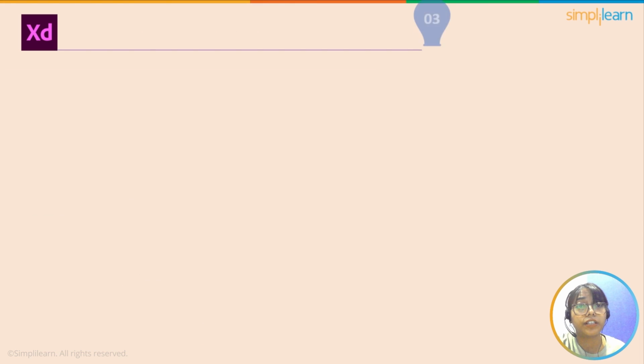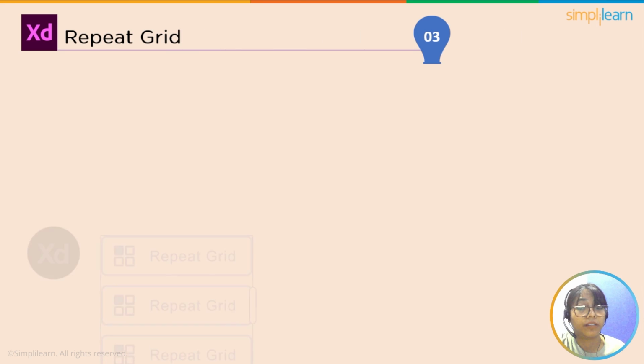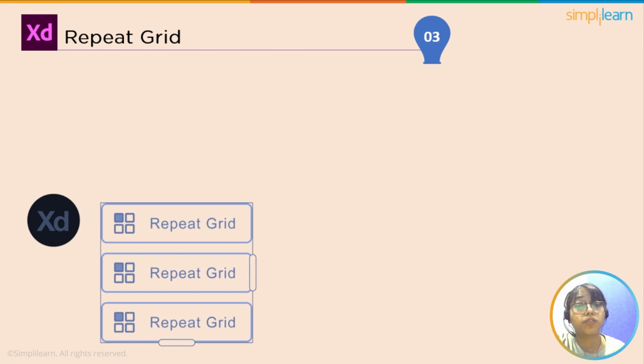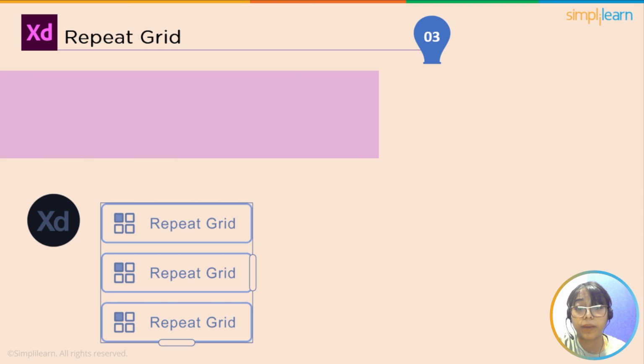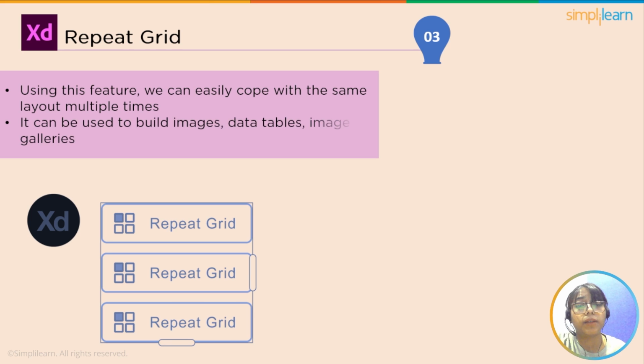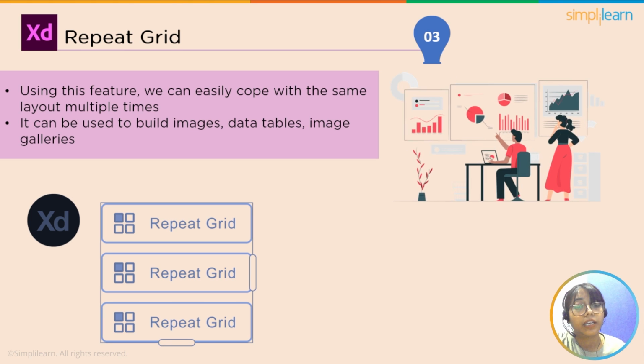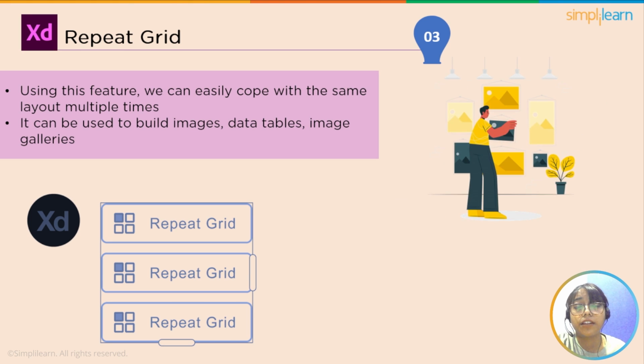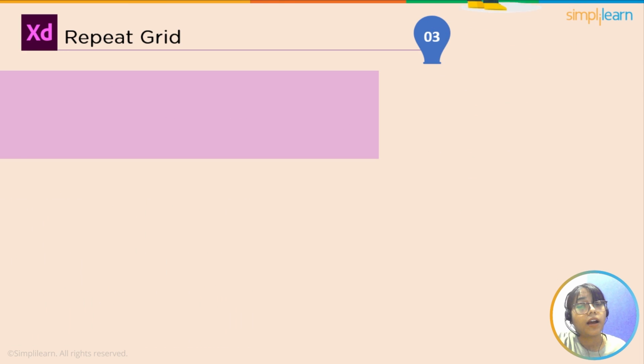And the third one is repeat grid. Repeat grid is also one of the best features of Adobe XD. By using the repeat grid feature, we can easily copy the same layout multiple times. It can be used in building image galleries, data tables, and other things.